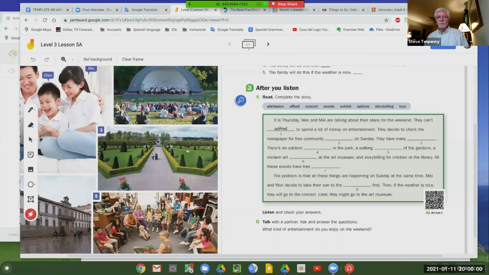Free admission. Okay, the problem is that all those things are happening on Sunday at the same time. May and Gwen decide to take their son to the storytelling first. Good. Then if the weather is nice, they will go to the concert. Later, they might go to the art museum. The art museum. Good. Okay, good. All right.